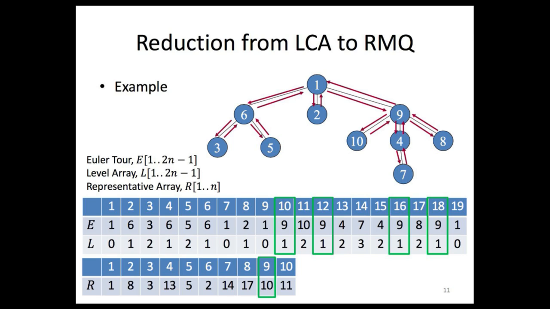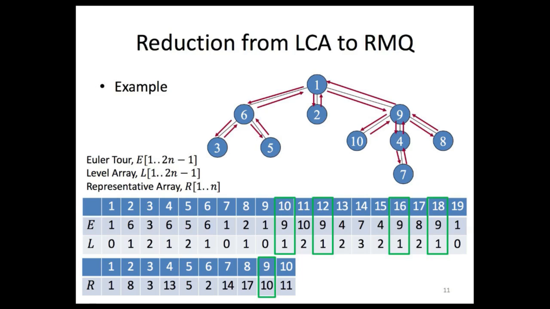The representative array is fairly simple. It just gives you the first occurrence when the node at that index occurred. So if I was to look at, let's pick a nice one, let's say R of 2. The first time 2 occurred in the Euler tour was at the 8th position. So that's what it gives you.